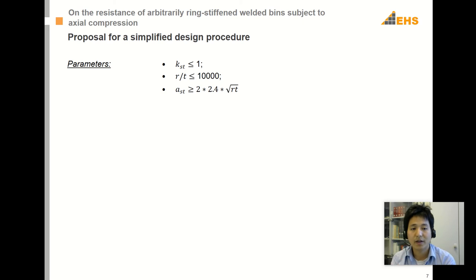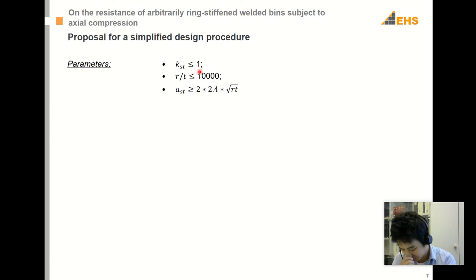So we analyzed the influence of each parameter, and we find this is a very complicated issue. So we developed a simplified design method for practice according to the numerical parameter study. At first, we define that this simplified model can only apply to structures with the ring parameter smaller or equal to 1, and the R/t ratio needs to be less than 10,000.